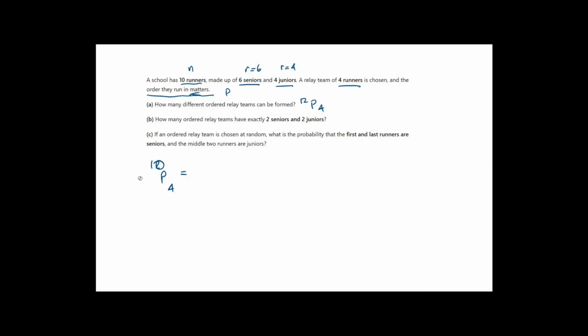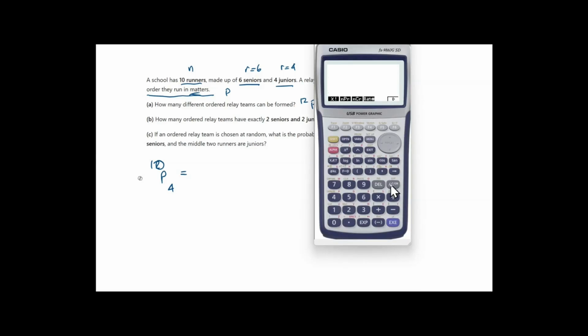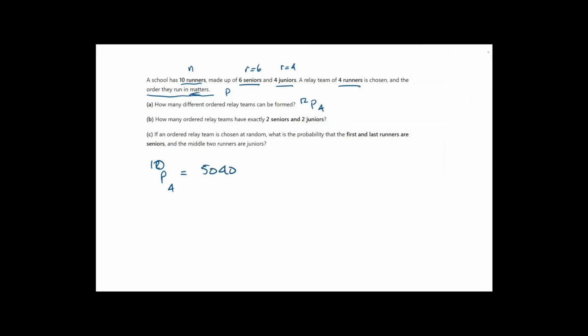10P4. I thought that looked familiar. So let's clear that. 10P4 is 5,040. So the first one is going to be 5,040. How many ordered relay teams have exactly 2 seniors and 2 juniors?